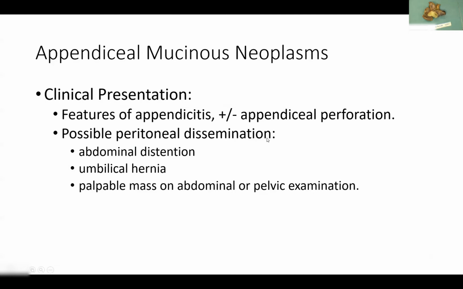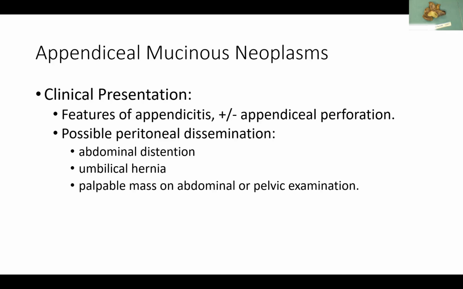With respect to appendiceal mucinous neoplasms, they can have a few interesting clinical presentations, right? Sometimes they can present just like an appendicitis, so right lower quadrant pain, McBurney's point and all that. And you can also have appendiceal perforation. Given the inflammatory changes we saw here, I wouldn't be surprised if this presented like an appendicitis.